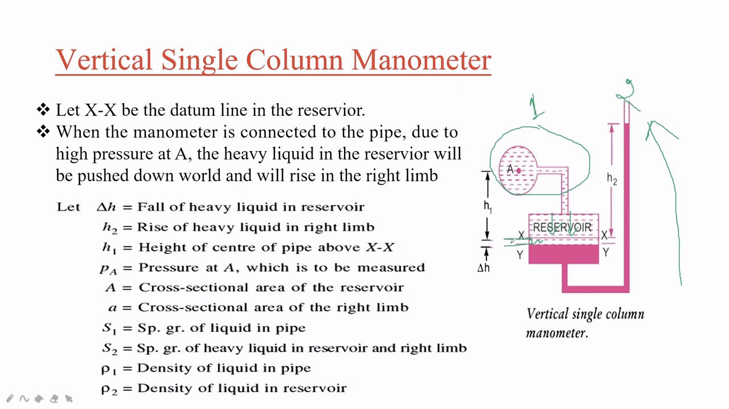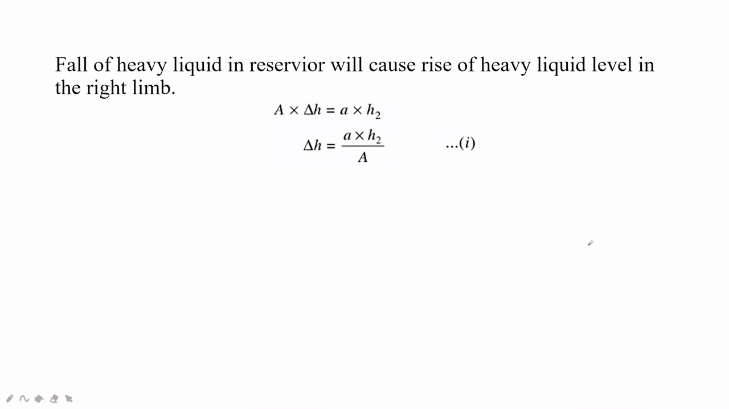So the quantity of fall and the quantity of rise are equated. The pressure is the same according to our basics, right? Next, A into delta H. This is the area of the reservoir, and delta H is how much fall it was. Small a is the area of the right limb, and H2 is whatever rise has happened.